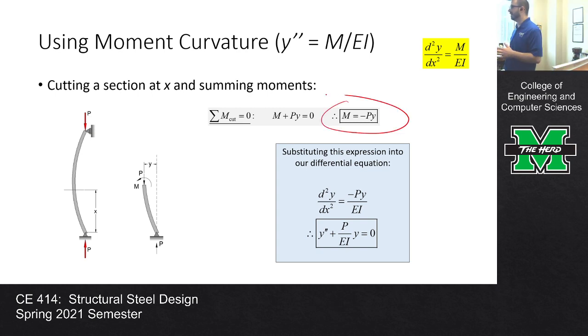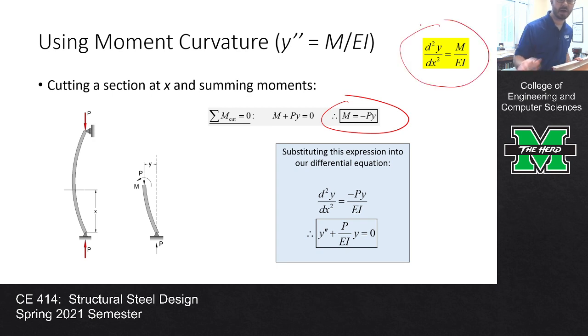Now, where the calculus comes from is this. You should remember this from structural analysis. This is the moment curvature expression: the second derivative of deflection is M over EI. Anytime you're subjecting something to a bending moment, you can relate that bending moment to the deflection with that second order differential equation. So basically what I'm doing here is replacing this with negative Py. The negative just comes from our sign convention, and so I can turn it into this.